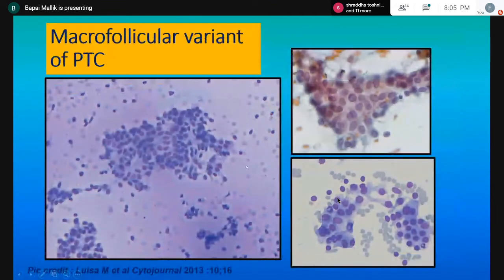I couldn't get my hand on that particular article, so I had to get these pictures from a different article by Louisa M., which is published in Cyto Journal. As you can see over here, there is an abundant amount of colloid, and these are the cells. If you just see a field like this, you might think this is a colloid goiter. In this particular article, you can see intranuclear inclusions and some grooves, but this is not the case most of the time. The features may be very subtle and can very easily be missed. But as I said, luckily for us cytologists, this is an extremely rare, possibly the rarest variant of papillary thyroid carcinoma.